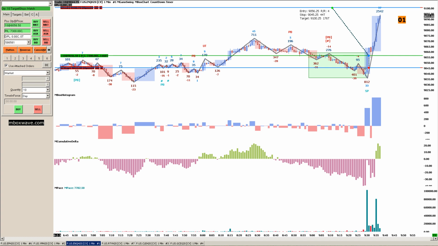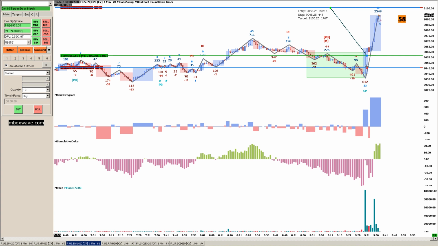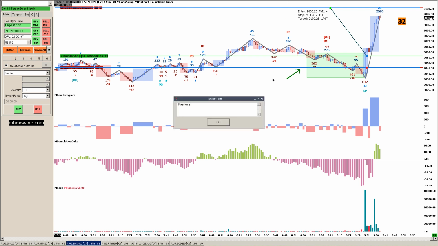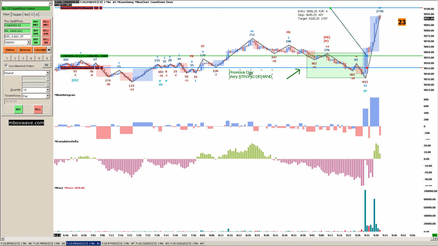This candle happened at the previous day's level where there was a lot of demand, so that was significant. It's a previous area of demand. I'm gonna draw that somehow here. Right, this blue line right here. Previous day, very strong demand. All right, so that's what that line represents.